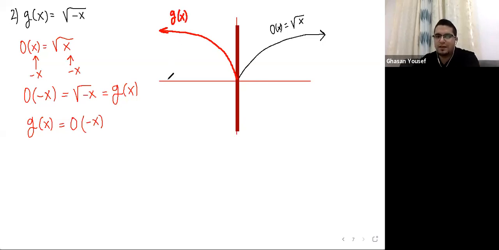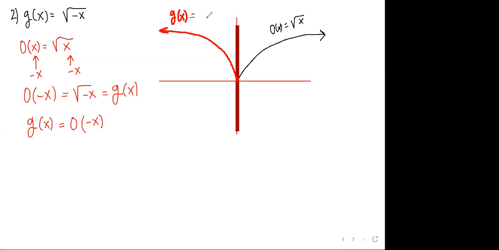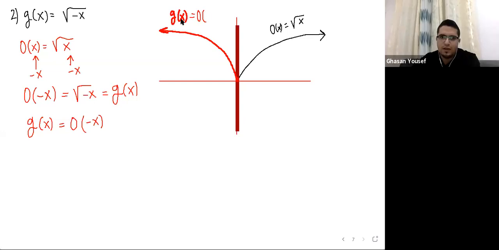So perfectly means you have to graph it and show the mirror. You have to write g of x. You have to label the function. For example, you don't have to just write the red one and that's it. You have to show me g of x equals o of minus x, for example, or g of x equals the square root of minus x. And you have to show me this point is 0, 0. This is what I need.